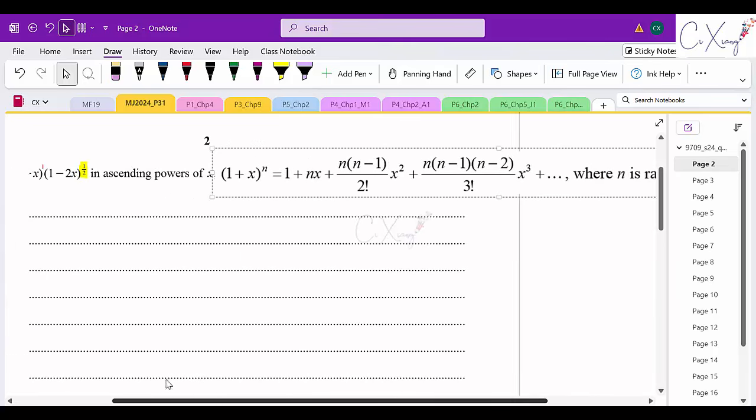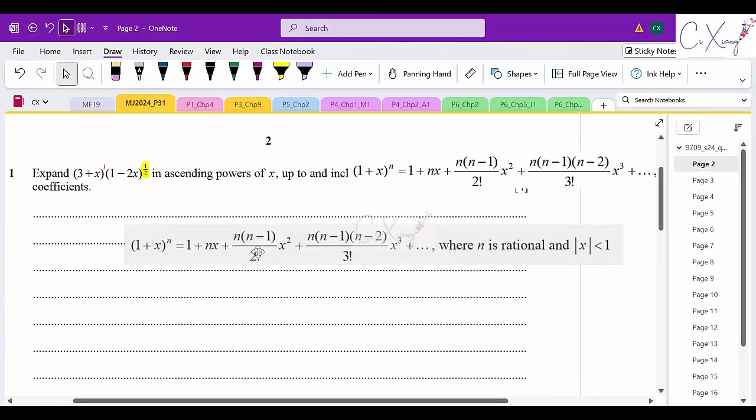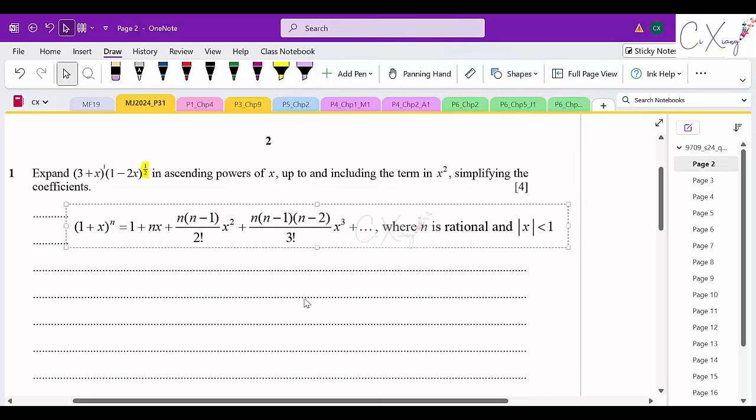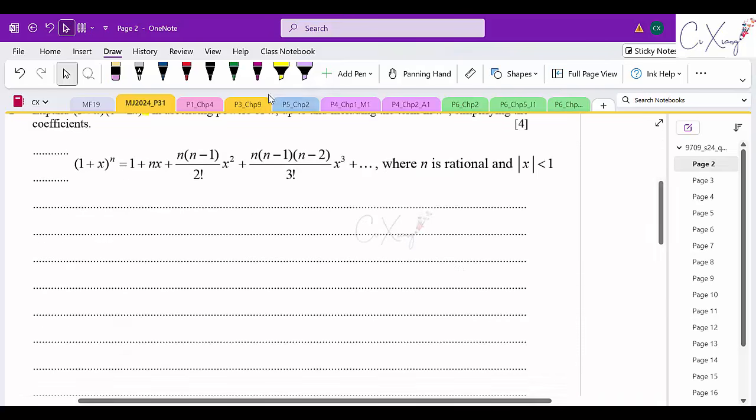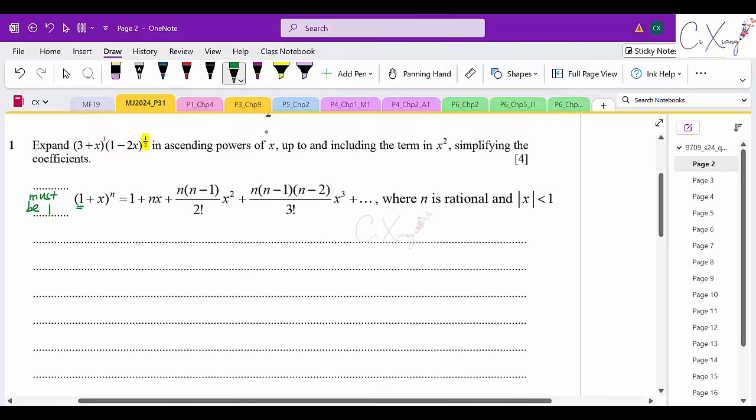So this is the formula that we are going to apply. To apply this formula from the formula booklet, we need to make sure the first term in the bracket that we want to expand must be a 1. This is a small detail that you need to know before you can apply the formula. So let's have a look at our question. We have 1 minus 2x power half, which means that we can directly apply the formula here.